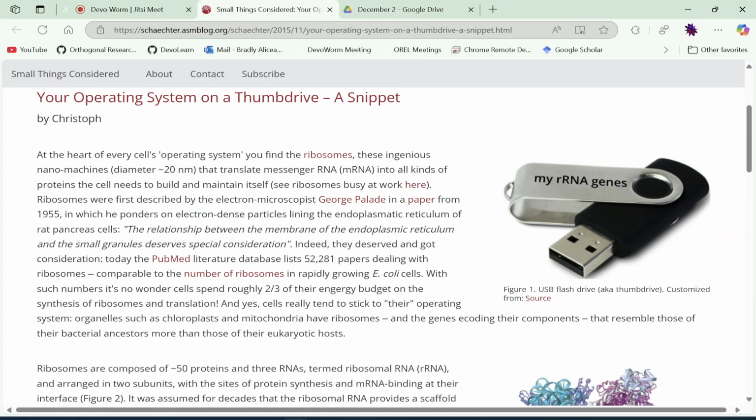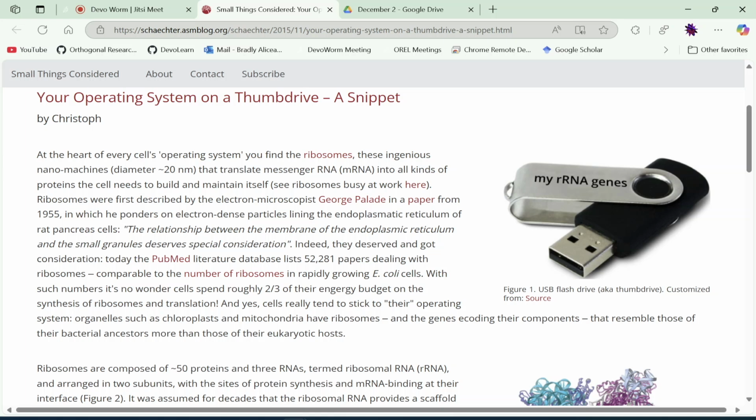Ribosomes were first described by the electron microscopist George Palade in a paper from 1955, in which he ponders on electron-dense particles lining the endoplasmic reticulum of rat pancreas cells. And then the quote is, the relationship between the membrane of the endoplasmic reticulum and the small granules deserves special consideration. Indeed, they deserved and got consideration.